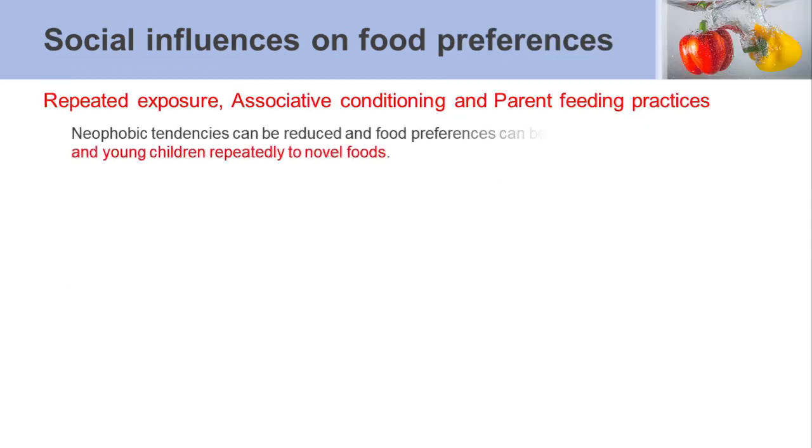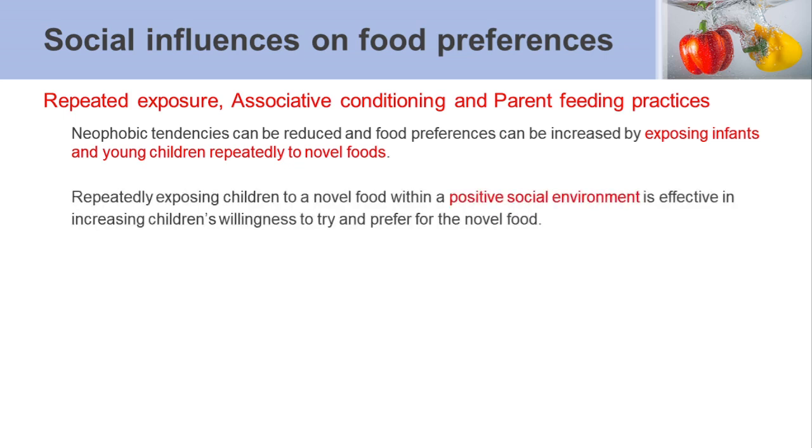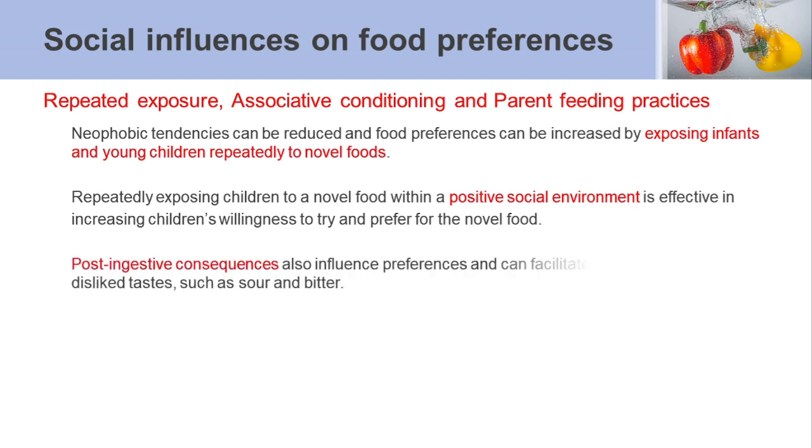Food neophobia can be reduced and food preference can be increased by repeatedly exposing children to novel foods. When they become familiar with the food culture in their family, they will learn to prefer that food. When children are given novel foods in a positive social environment, they will be more willing to have those foods by observing others also having such foods. Positive ingestive consequences, or having a good feel after having food, can help children to accept the food.